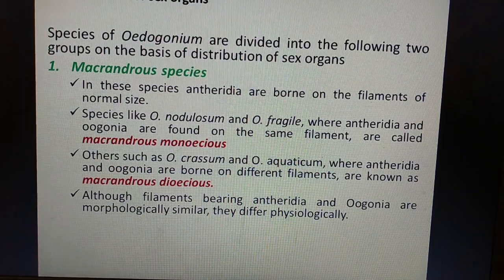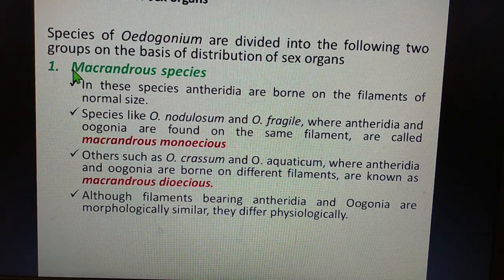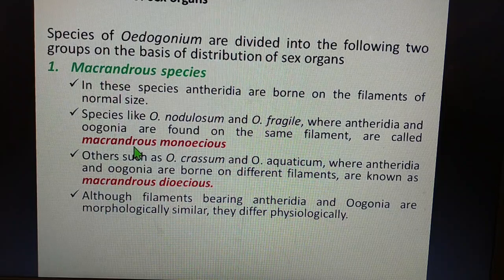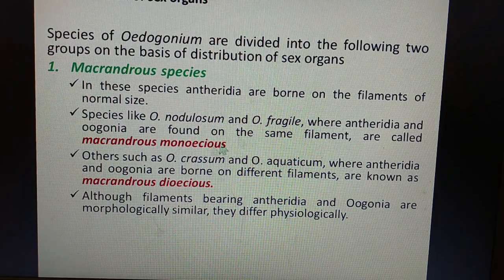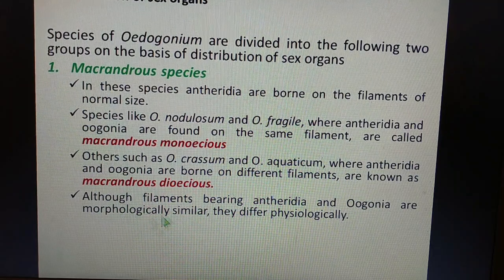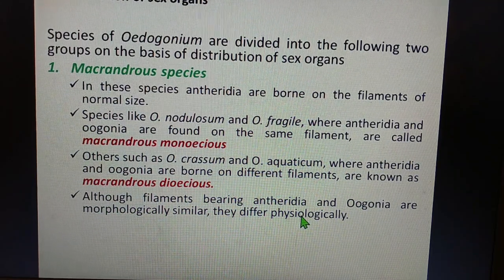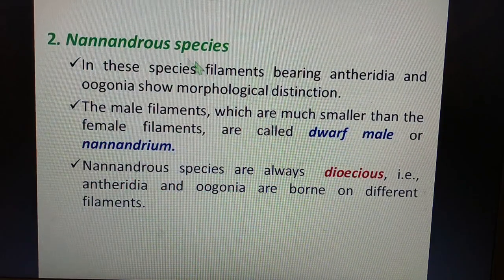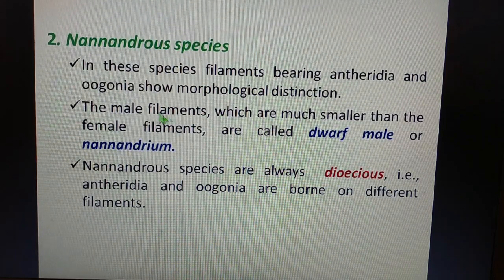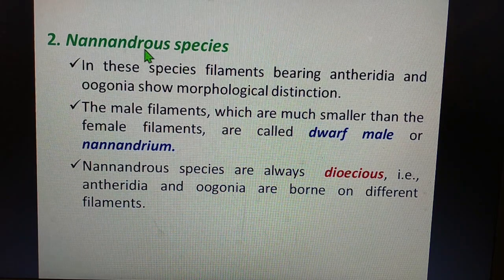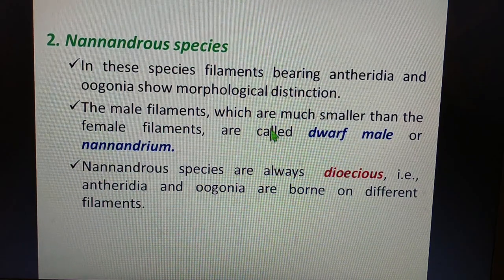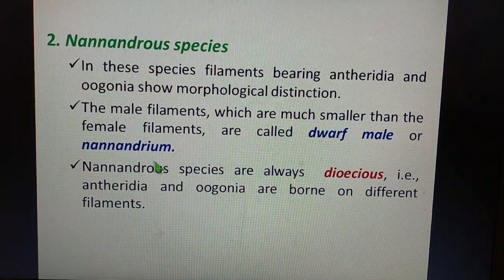So I hope it's clear that in the case of Oedogonium, they are divided into two groups, the macrandrous and the nanandrous. In macrandrous, we have monoecious, where they are borne on the same filament, and dioecious, where they are borne on different filaments. Although they are similar morphologically, they differ physiologically. Whereas nanandrous species are always dioecious. Why are they called nanandrous species? Just remember that the male filaments here are much smaller, and they are referred to as the dwarf male, or the nanandrium.